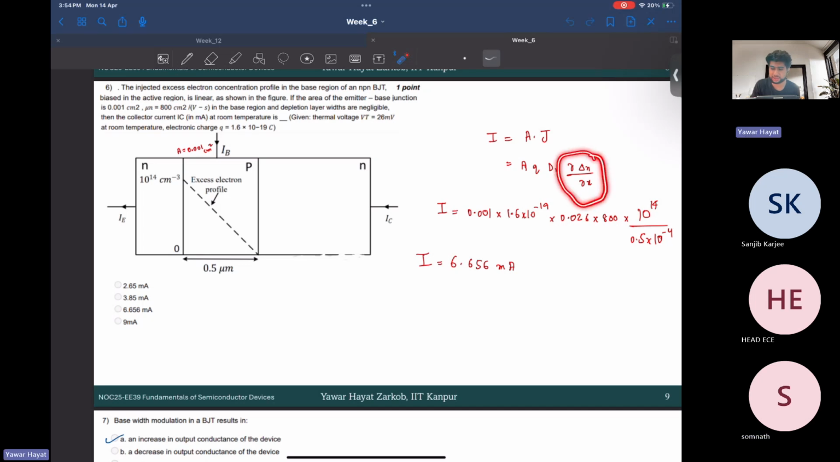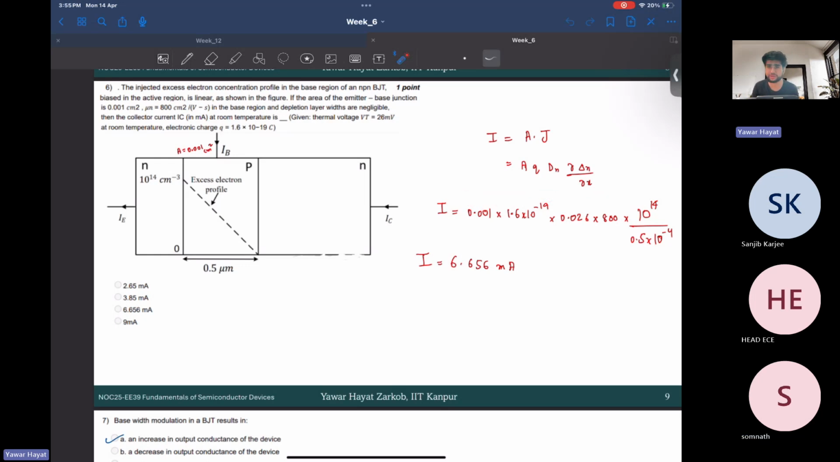And then we had this particular quantity. So this is nothing but the slope of this, right? And if I divide this by this, I'll get this. 10 to the power 14 by 0.5. This is 0.5 micrometer, but I have to convert it into centimeter, because I took everything in terms of centimeter for unit consistency.